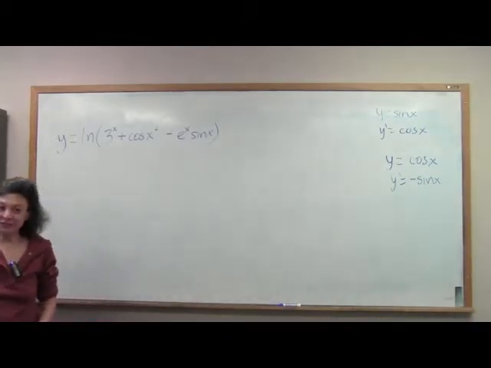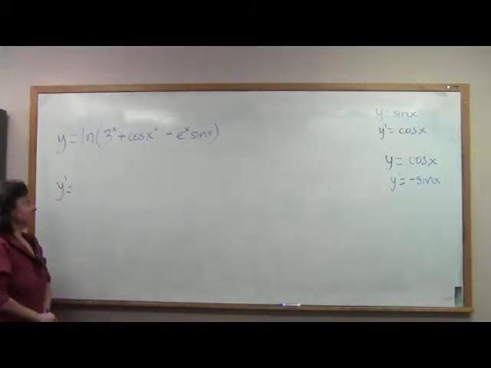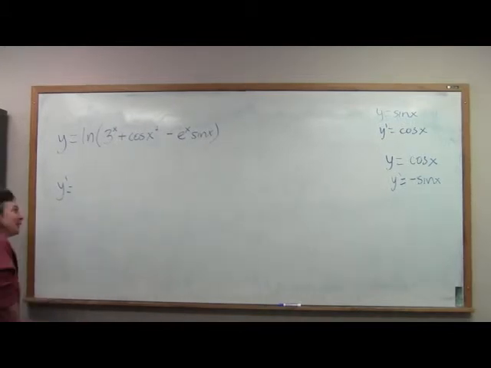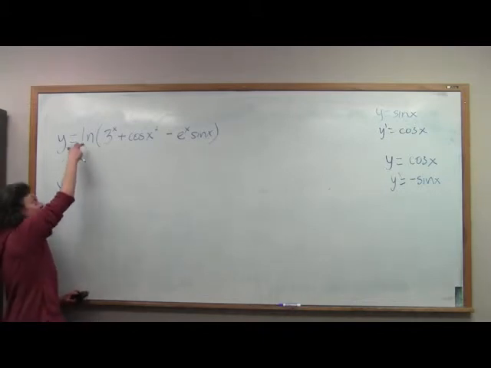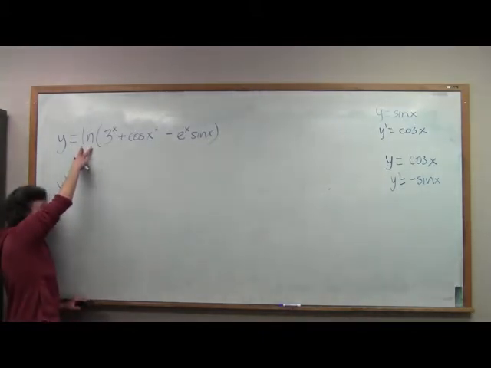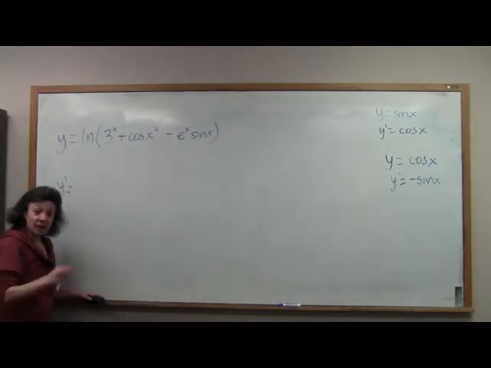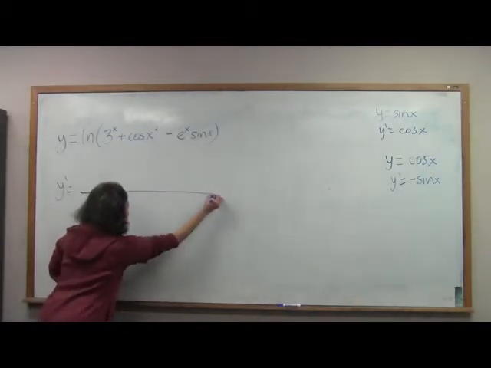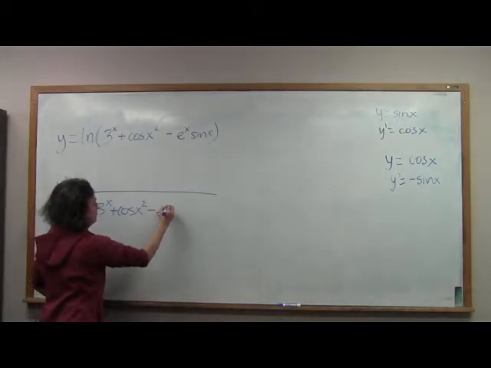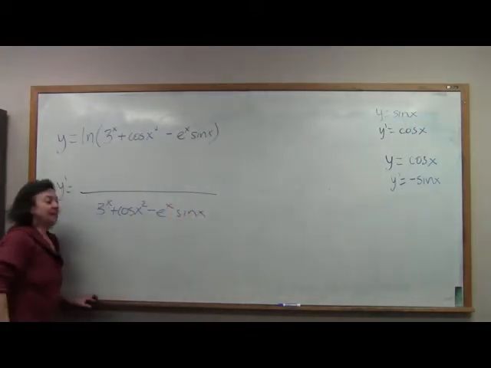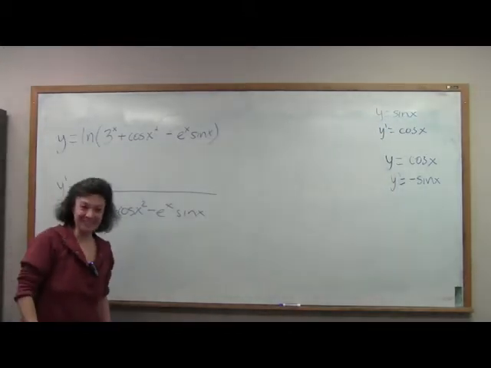And we get to use a bunch of different rules in here. Well, let's take the derivative. We got chain rule, we got our product rule, we got all sorts of fun things going on. Notice my outer function is the natural log. So I know that when I take the derivative of my natural log of a function, I put my function in the denominator, and now what I need to do is take the derivative of this and put it up in my numerator.